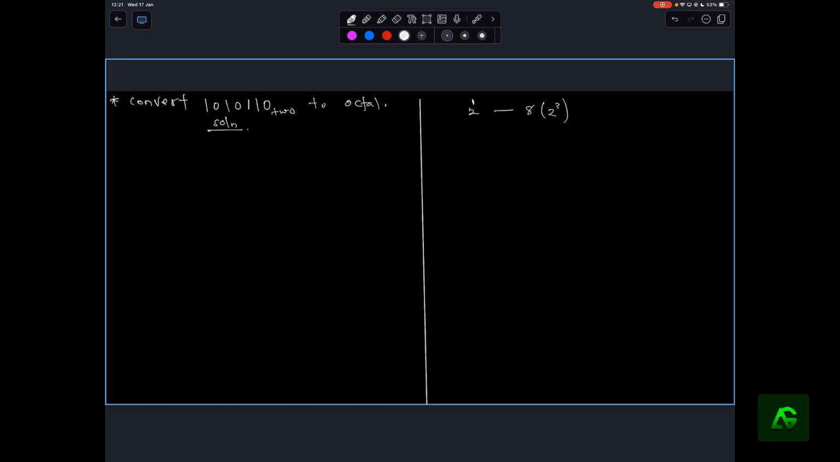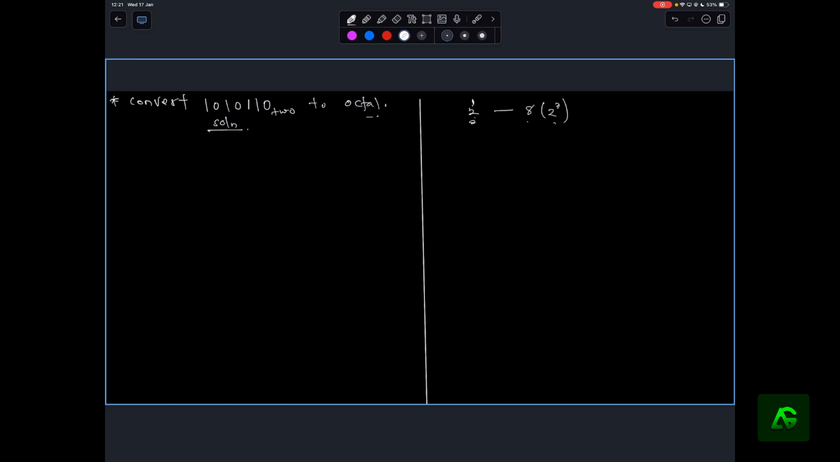So the shortcut would be, we know that 2 to 8 is what we want to achieve. But 2 is still equal to 2 to the power of 1, and 8 is equal to 2 to the power of 3. So this 3 here, we'll use it to rearrange this into 3 bits, starting from the right hand side.